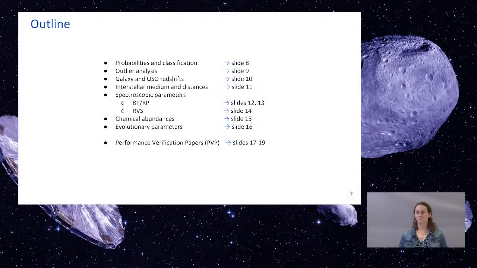Okay, so for the rest of my 20 minutes of talk, I'm going to describe what's in the archive. If you are not interested in any part of this, you can skip or come back to it. I will go through it like this: probabilities and classification, then outlier analysis, then galaxy and QSO redshifts, then interstellar medium and distances, and then I will focus on the stellar parameters. So the parameters from BP-RP, then RVS, then chemical abundances, and then evolutionary parameters.